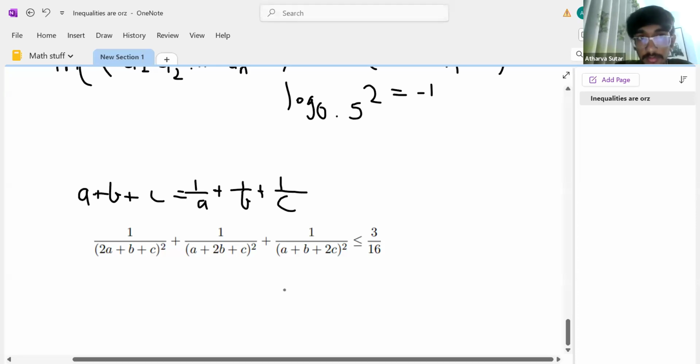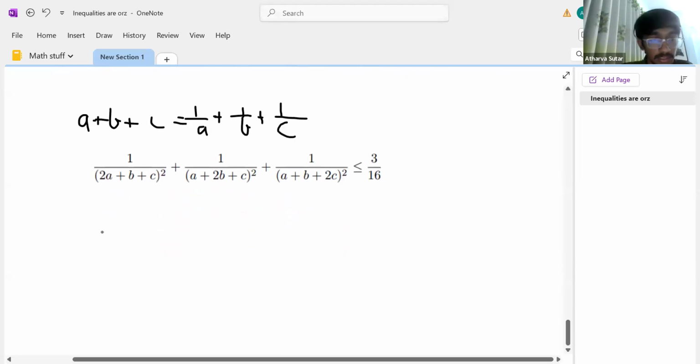Okay, so many of you have messaged me saying that we'll take A plus B plus C as a constant. So yeah, that is a good idea. You can take this as S, let's say. So yeah, this is the first thing.